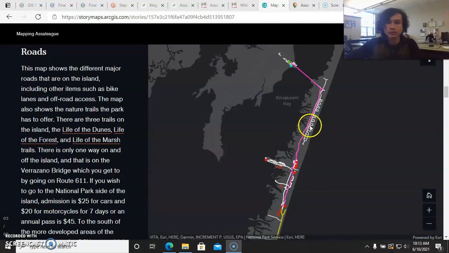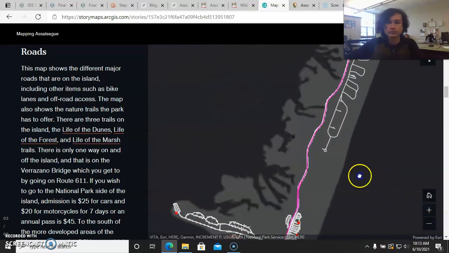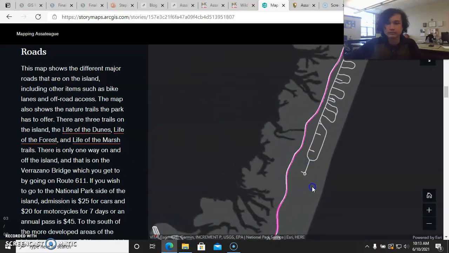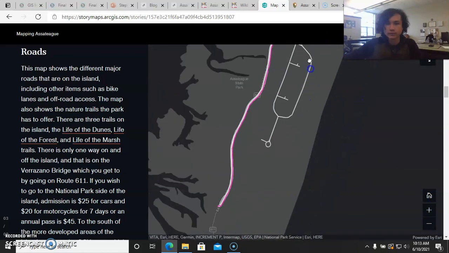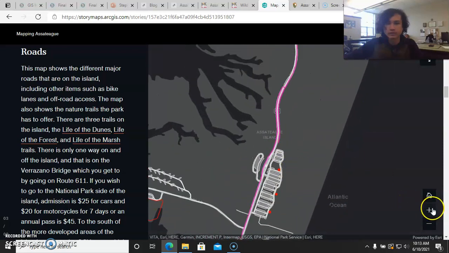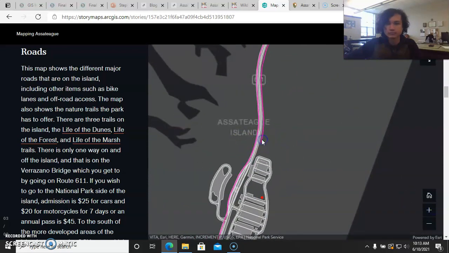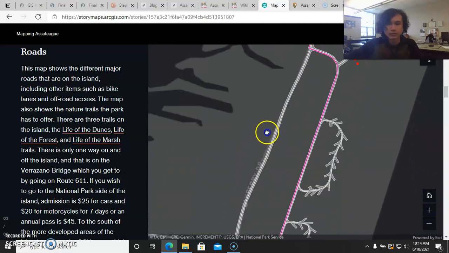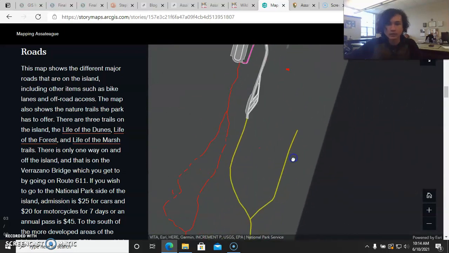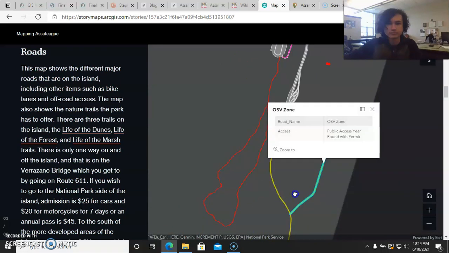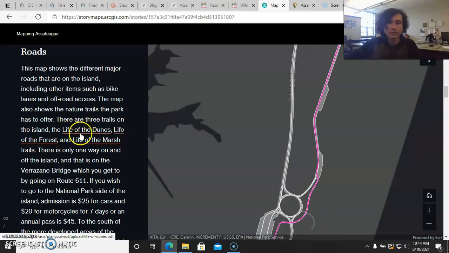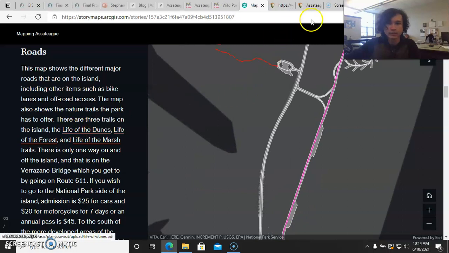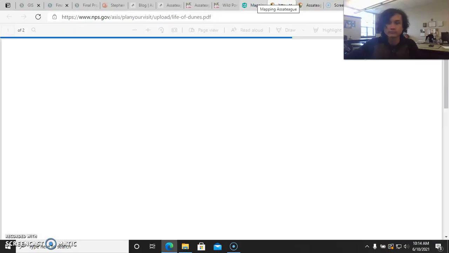The map shows the roads on the island, like the streets, and there's pavement from the parking lots, and a bike trail, which is the purple, and the OSV zone in yellow, and walking trails, which is in the red. And on the left, there are links to guides about the walking trails. Each one, like Life of the Forest. It's not going to load.